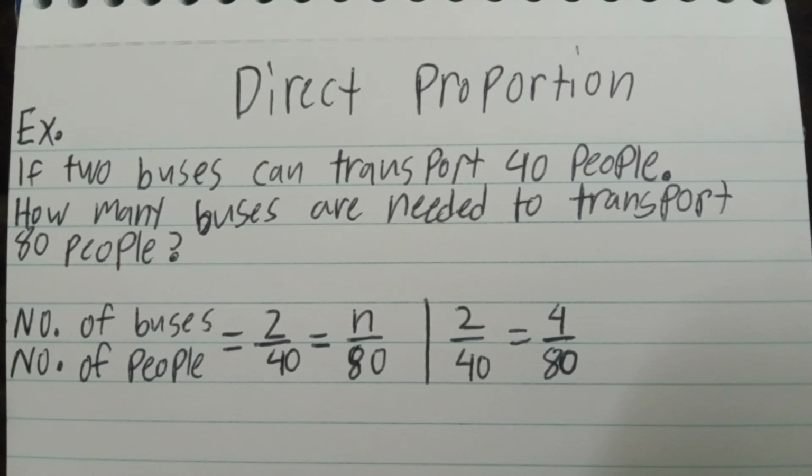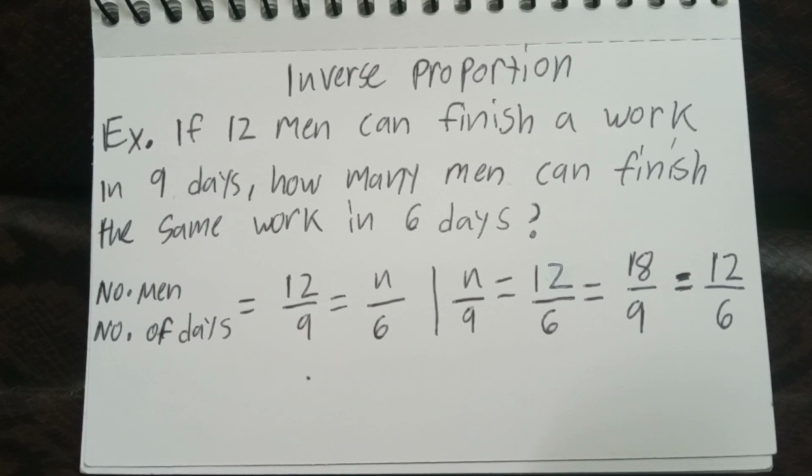So 2 times 80 is 160 and 40 times n is 40n. We can divide 160 by 40 and that will give us 4, which will be the answer. So 2 times 80 is 160 and 40 times 4 is 160. That means the answer is correct. So now let's proceed to inverse proportion.